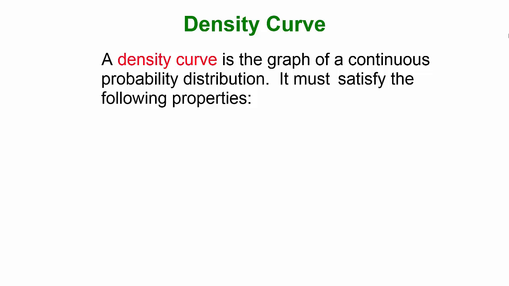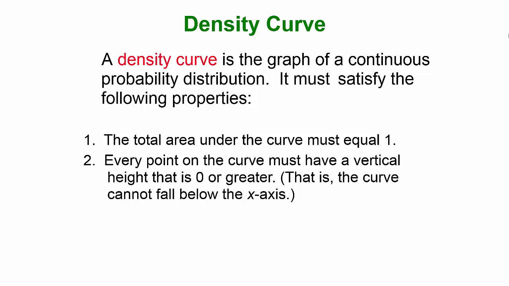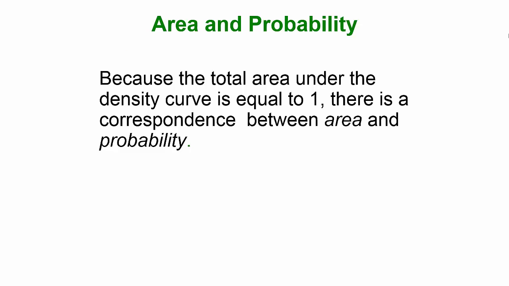A density curve is the graph of a continuous probability distribution. It must satisfy the following properties. The total area under the curve must equal 1 or 100%. And every point on the curve must have a vertical height that is 0 or greater. So the curve cannot fall below the x-axis. Because the total area under the density curve is equal to 1, there is a correspondence between area and probability.